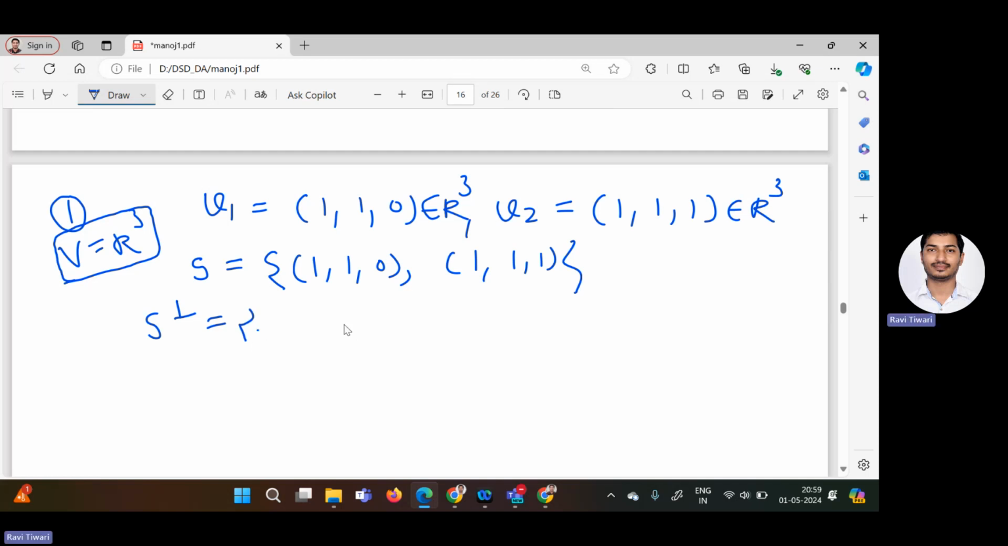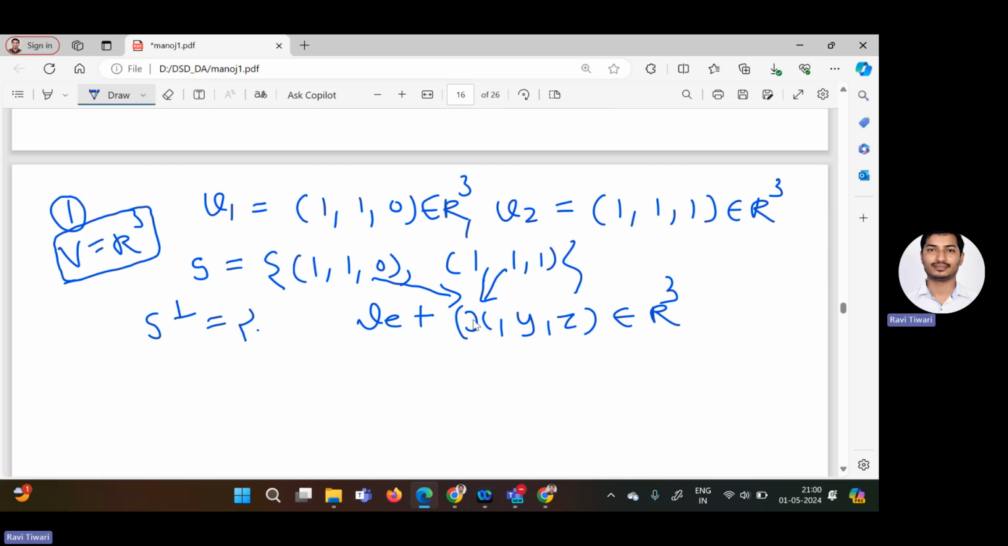By using the property of the orthogonal complement, first you choose one random vector of the orthogonal complement, because all the vectors are of the form of R3. So let us assume that (x, y, z) is a random vector belonging to R cube. Now according to S complement, the inner product of the first vector with (x, y, z), and the inner product of the second vector with (x, y, z), should be 0. Because according to the definition of the orthogonal complement, if we choose a random vector, these inner products are 0.